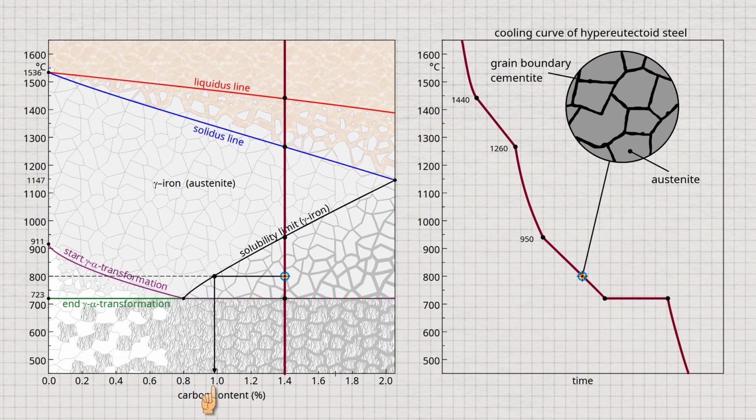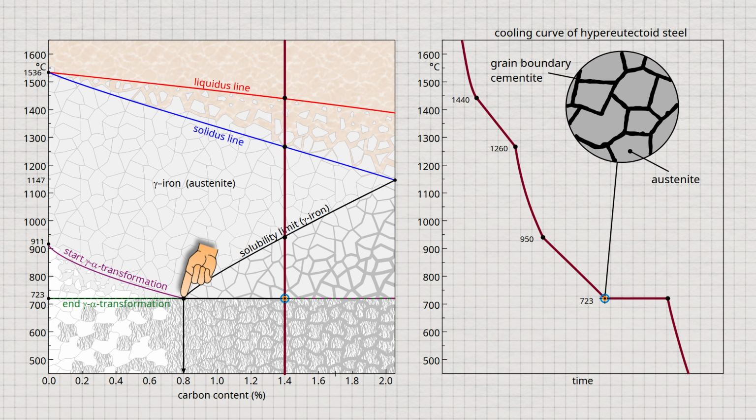The carbon concentration in the austenite therefore approaches the eutectoid point with further cooling. Eventually, at 723 degrees Celsius, so much carbon has precipitated that the eutectoid composition of 0.8% carbon is just reached in the austenite. The austenite then behaves in principle like a eutectoid steel with 0.8% carbon. At a constant temperature of 723 degrees Celsius, the austenite begins to transform into the body-centered cubic lattice structure of ferrite, which is completely insoluble for carbon.